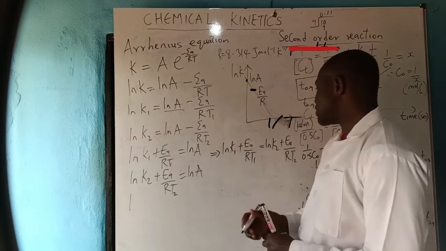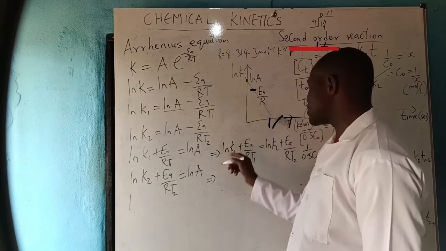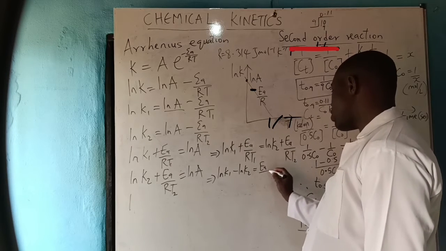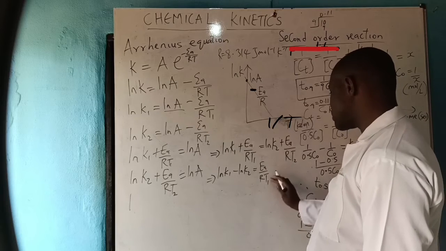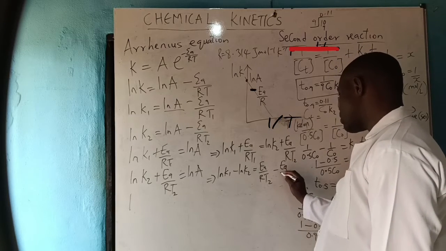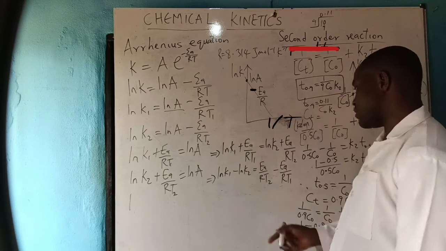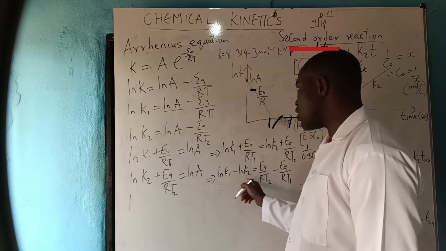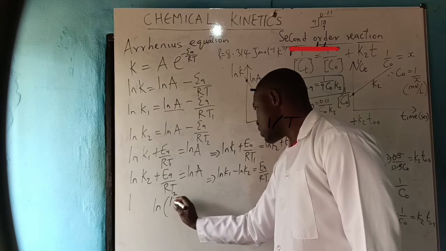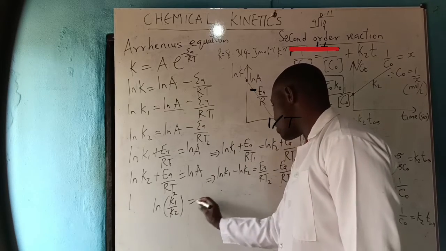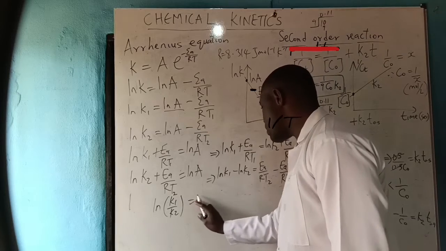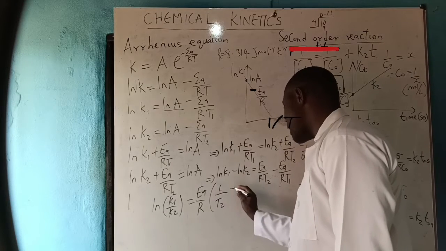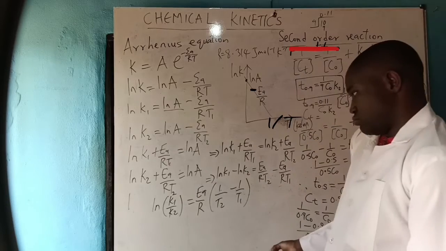Okay, and so from here, if this goes this side, ln K1 minus ln K2, this will now go this side: EA over RT2 minus EA over RT1. So this goes here and this goes here, right? Okay, so take the logarithm law here, we'll be having ln K1 over K2 equals, look for the LCM, EA over R bracket 1 over T2 minus 1 over T1. Can you see it?